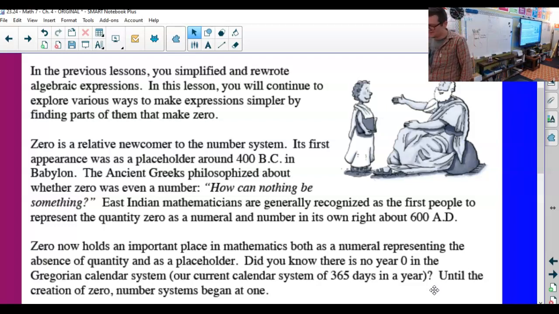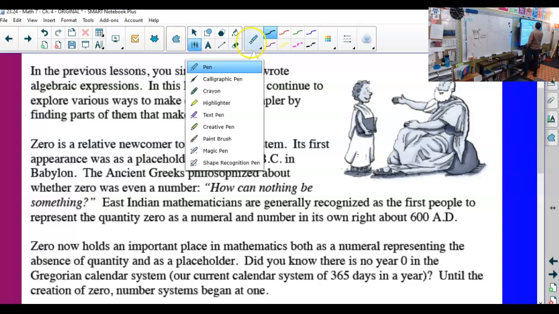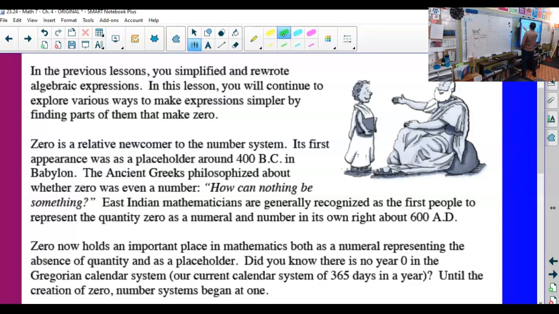In the previous lesson, you simplified and rewrote algebraic expressions. In this lesson, you will continue to explore various ways to make expressions simpler by finding parts of them that make zero. Pause. If you weren't paying attention to Arfon reading, 1, how rude. 2, what the heck does this mean? And Arfon, you do a really good job of pronouncing it. But algebraic expressions? What's an algebraic expression, Sophia?